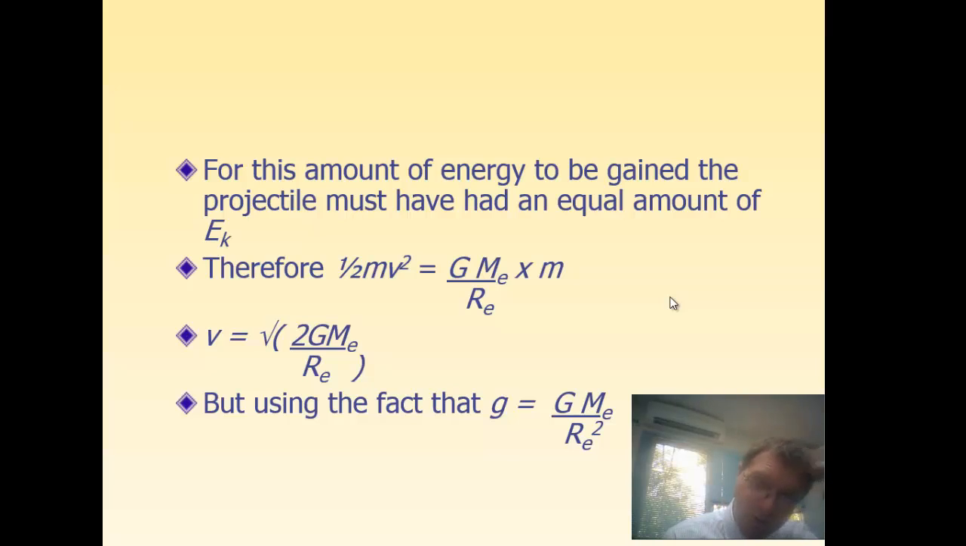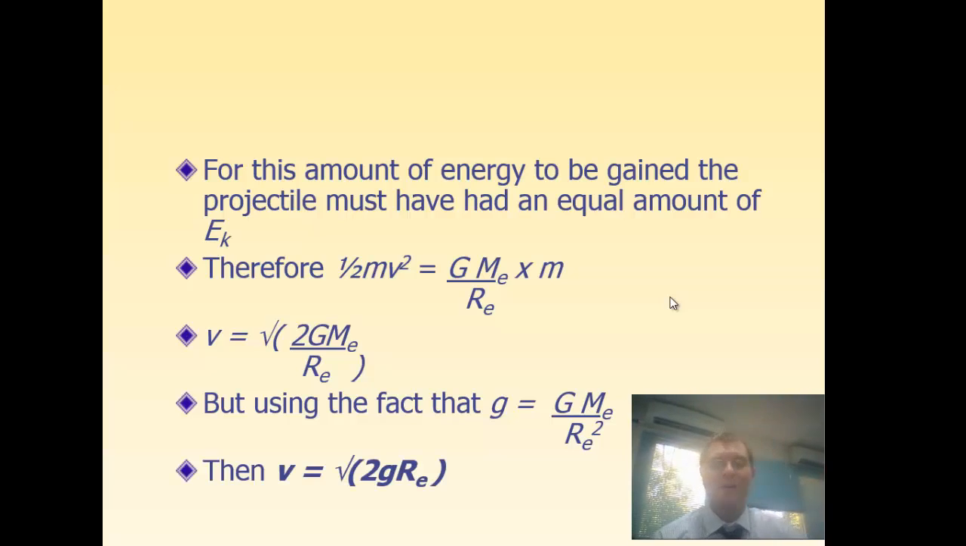We can also use the fact that little g is equal to G times the mass of the Earth divided by the radius of the Earth squared. So we end up with a formula which looks like this: the escape velocity equals the square root of 2 times little g times the radius of the Earth. So now we can work out what the escape velocity is, given some parameters.